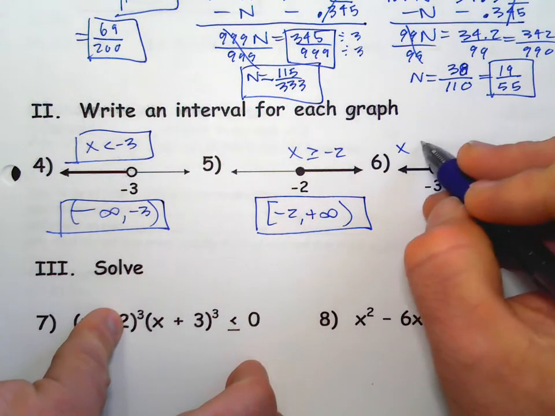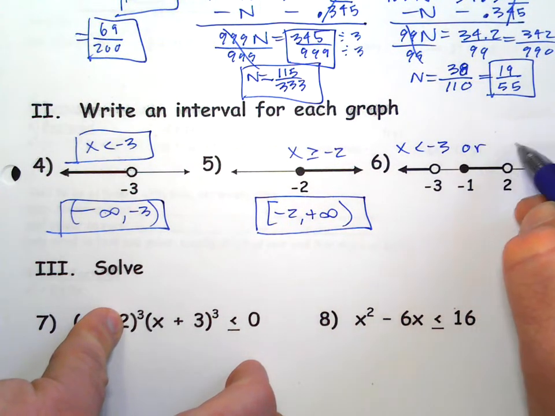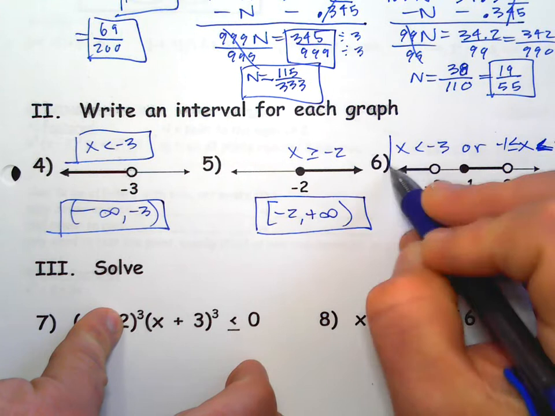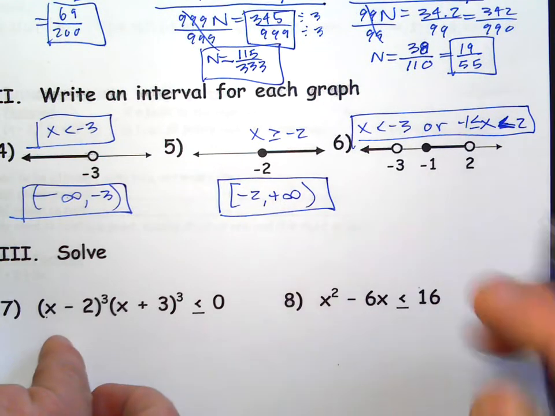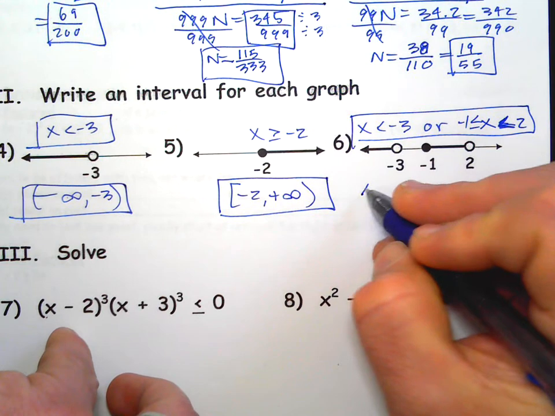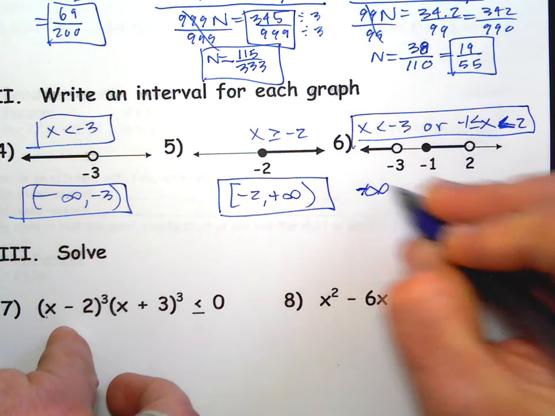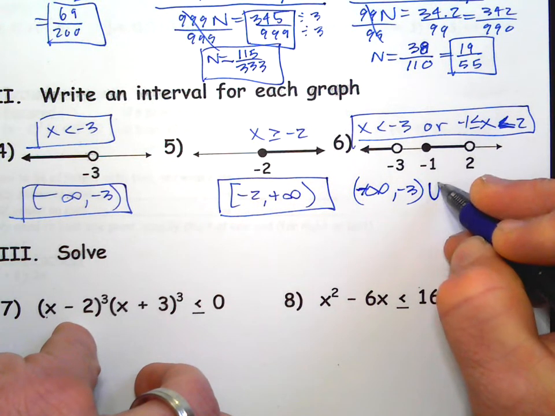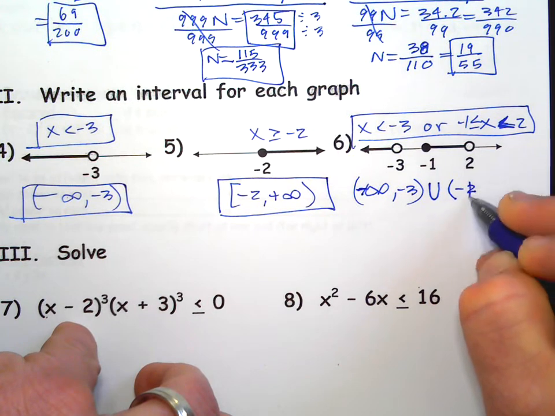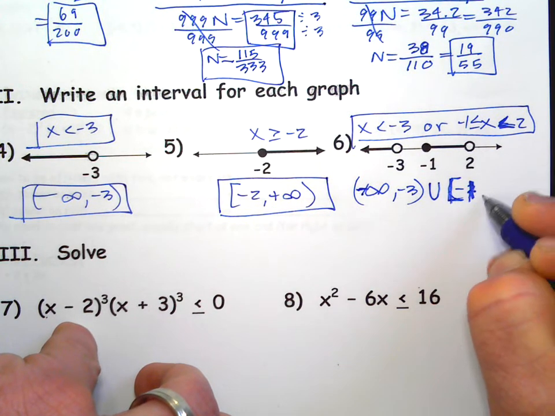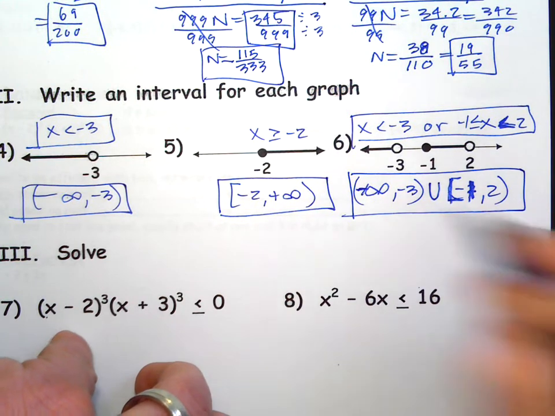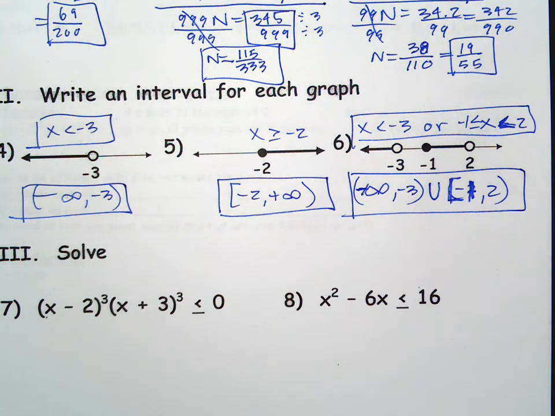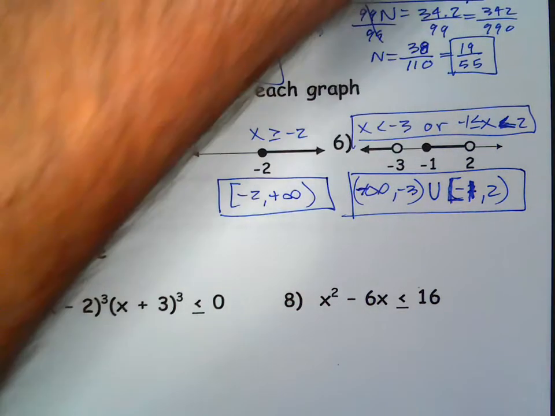Now this one would be x is less than -3, or x is greater than or equal to -1 and less than 2 at the same time. So this is the way you would write it before. Now the way we're going to write it is (-∞, -3) union [-1, 2). So this is the new way of writing it. So union, that's a union symbol. It looks like a capital U. It's not quite a capital U, but I'll be talking about that notation more today.